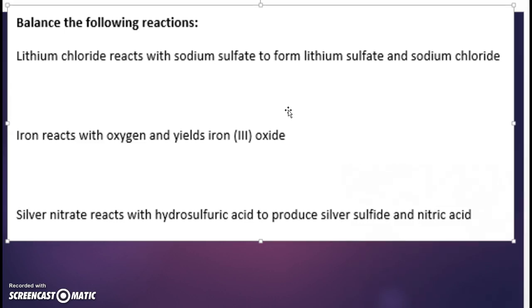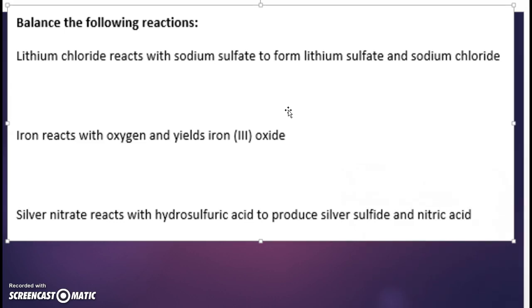So the first one, the lithium chloride reacting with sodium sulfate to form lithium sulfate and sodium chloride. First thing I would look at, I think it's easiest to leave oxygens and hydrogens for last because those can be the trickiest to balance. I'm just going to do a visual check here. So we have lithium, I have 1, I have 2. Already I'm finding a problem. So then I might say, okay, well I have 2 over here, so what if I put a 2 here? Some of this turns out to be trial and error. So if I put a 2 here, now I have 2 lithiums, so that checks out. But now I have 2 chlorines, I only have 1 over there.